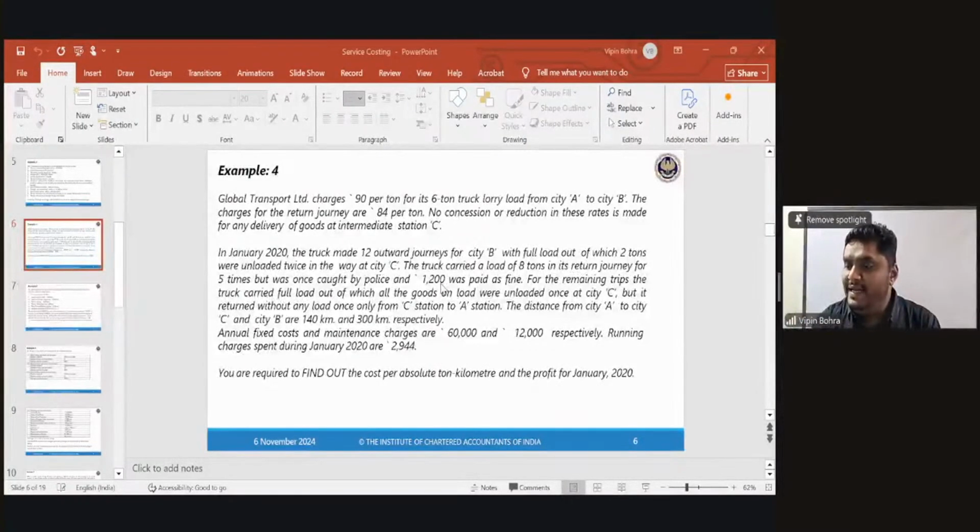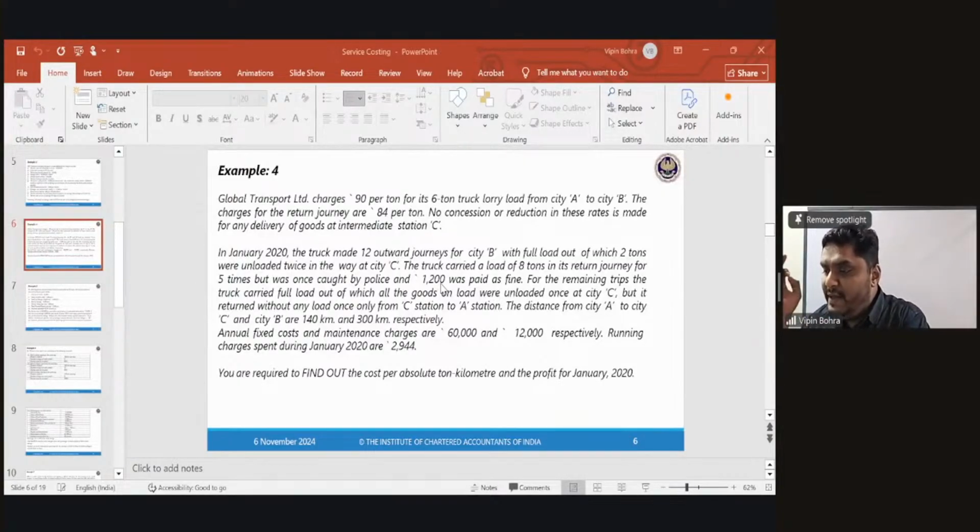For the remaining trips, the truck carried full load. That is, for the remaining 7 trips. See, out of 12, 5 times they went back with 8 tons, and for the remaining 7 journeys, they carried a load of 6 tons.